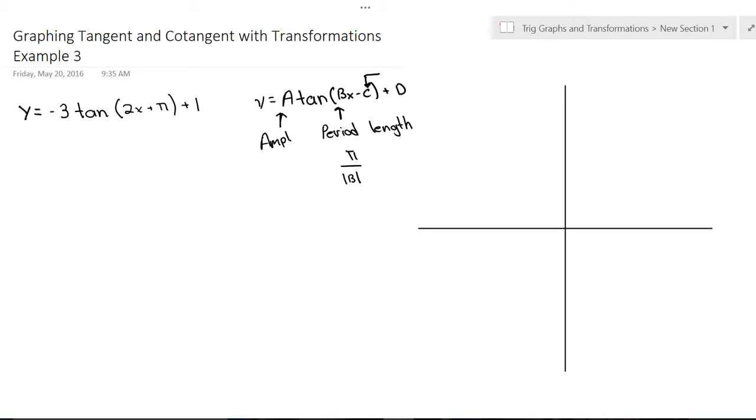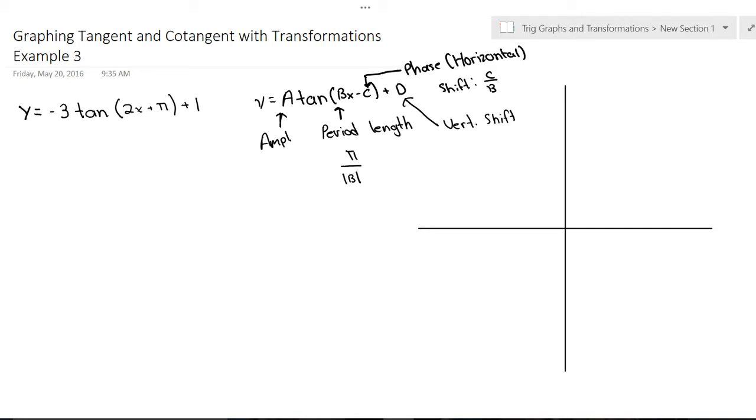C is our phase shift. Phase shift is also horizontal shift, and the formula for it is c divided by b. Then finally we have this d value on the end, which is our vertical shift. So that's like moving up and down.